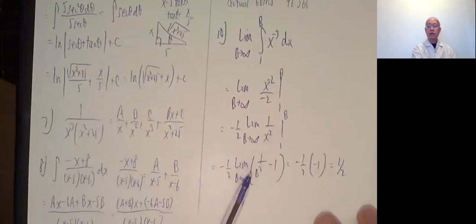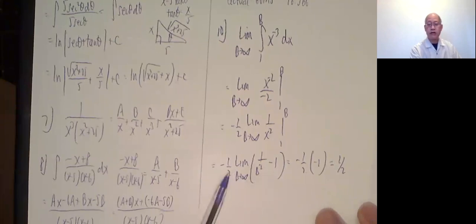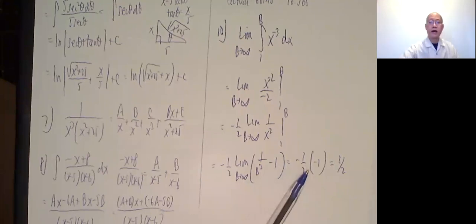So negative a half, limit b approaches infinity. Plug in b, 1 over b squared. Plug in 1, you get 1. Okay, so now when b gets super big, this becomes close to 0. So 0 minus 1 is negative 1. So I have negative 1 times negative a half. Final answer is 1/2.